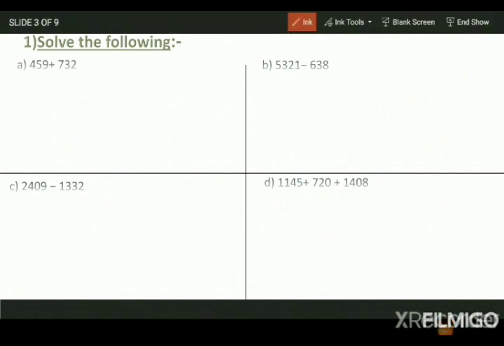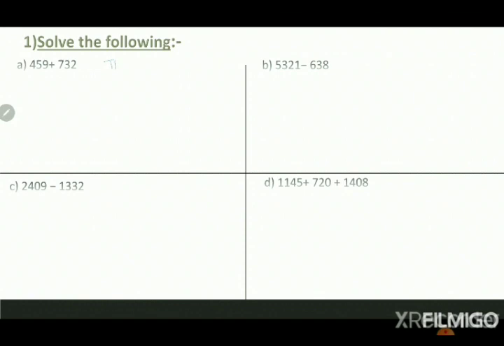First question, you are going to solve the following. First, we are going to arrange it in column form. So thousands, hundreds, tens and ones column. We are going to arrange it. So it is given 459. Then you have to plus. That means you have to add 732. So first we arrange it like this, and then we start adding from the ones column.